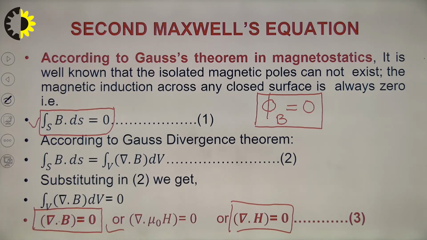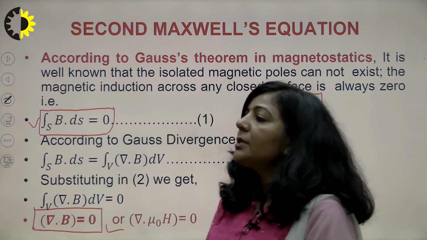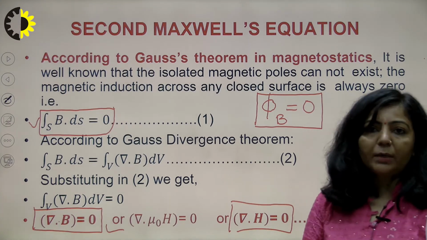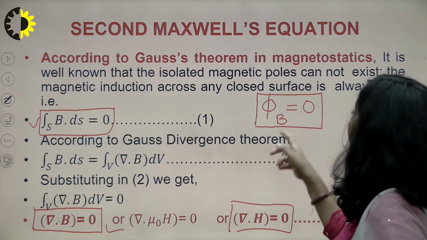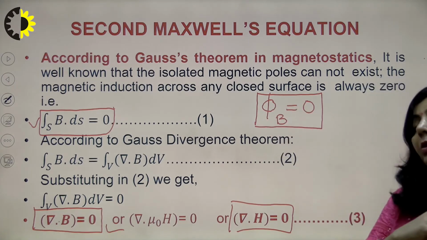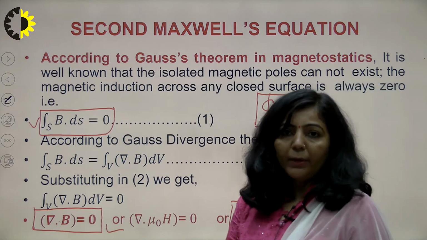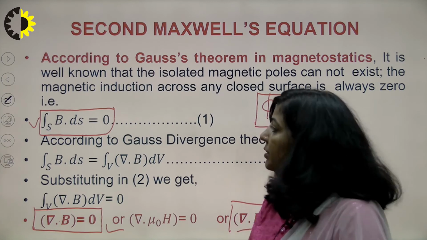So I hope now it is clear what your second Maxwell equation is. The second Maxwell equation is actually the differential form of Gauss law in magnetostatics. And your Gauss law in magnetostatics states that the total magnetic flux over a closed surface is always 0. So the next step is you have to write the integral form. So this is the integral form of Gauss law in magnetostatics.